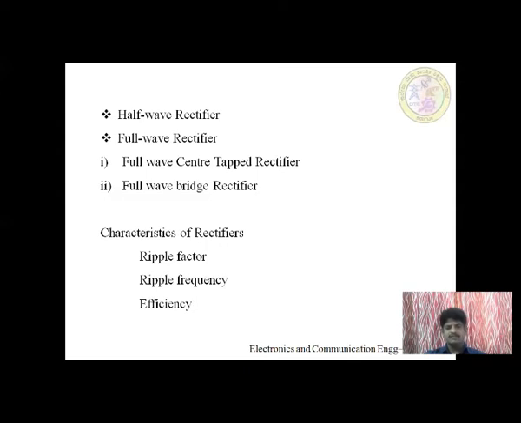Next, we have learned about the efficiency. Generally, we know that efficiency means output power to the input power. In the rectifier, the output power is DC and the input power is AC. So efficiency will be calculated as the DC output power of the rectifier to the AC input power provided to the rectifier. Next, peak inverse voltage. It is the maximum reverse voltage that can be withstood by the diode when it is connected in reverse bias.